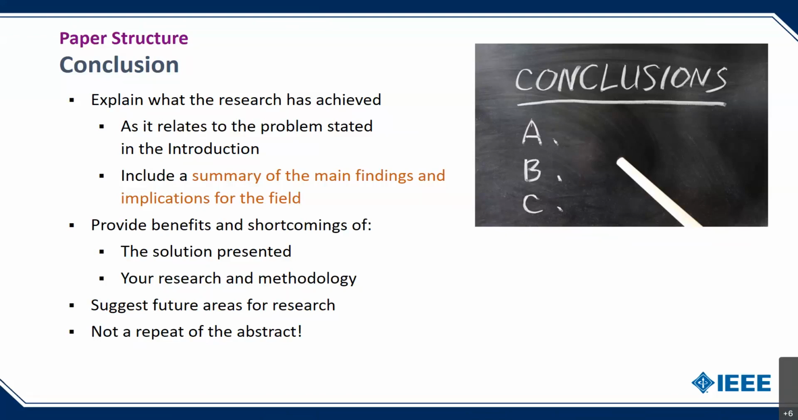So the future areas of research truly should be future, rather than something within the scope of the manuscript itself. You should also present both the benefits and shortcomings of your solution, your research and methodology. It's good to be upfront and acknowledge these, rather than have the reviewers poke holes in your arguments based on these.